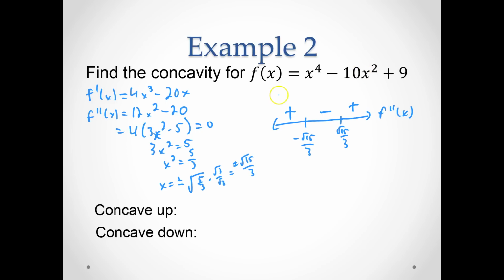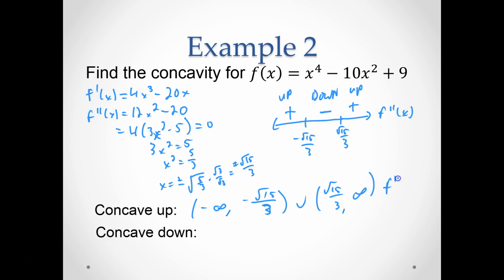So it looks like we change from concave up to concave down to concave up. So we are concave up on negative infinity all the way up to negative root 15 over 3. Also, we are concave up from root 15 over 3 all the way off to infinity. And that's because that's where f double prime of x is greater than 0. And then we are concave down in between the negative root 15 over 3 up to positive root 15 over 3, because f double prime of x is less than 0.